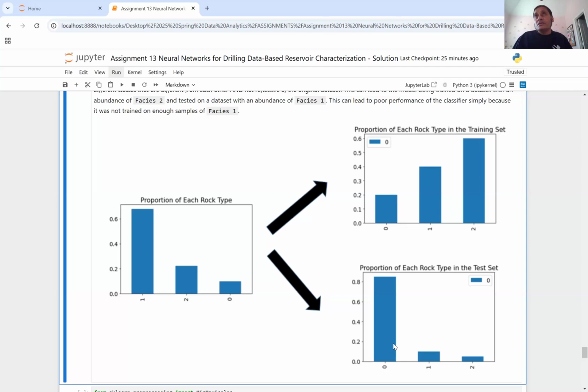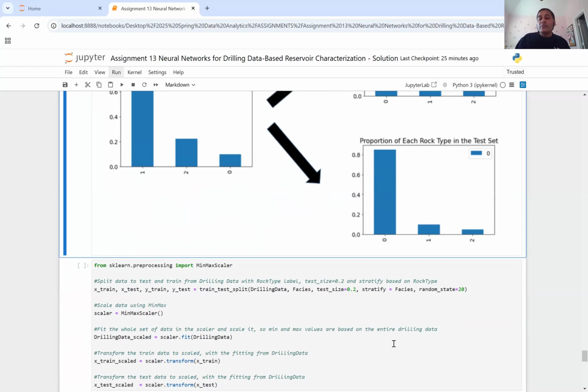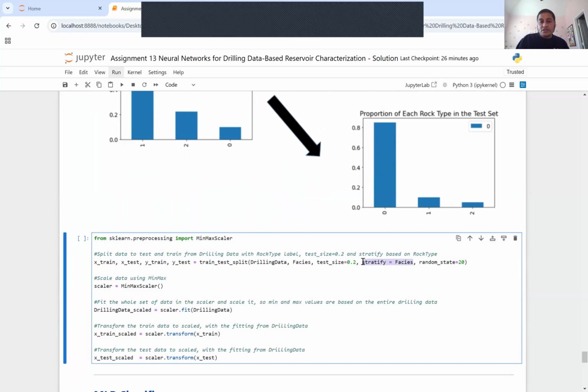And in a situation like this, more often than not, irrespective of how complex your model is, the model is going to fail, just because the model cannot generalize to the test data set. And that's because the test data set looks nothing like the training set. All right. So what we're going to be doing is we're going to be doing a stratified split, and we're going to stratify it based on the facies proportions.